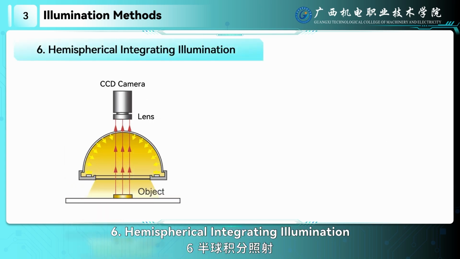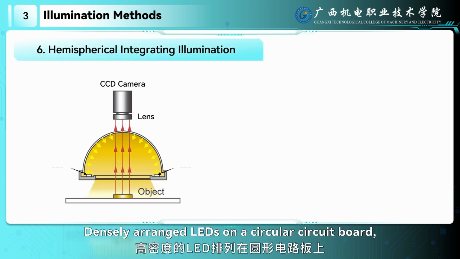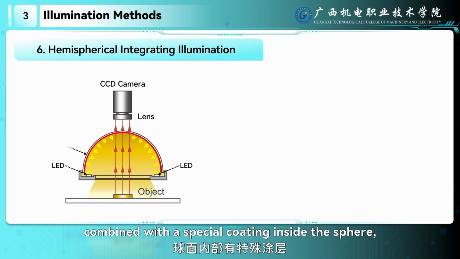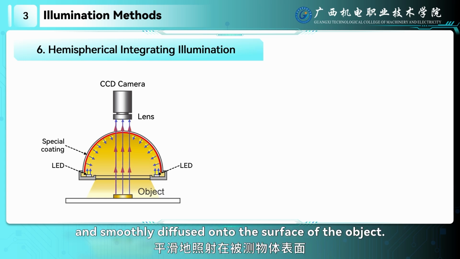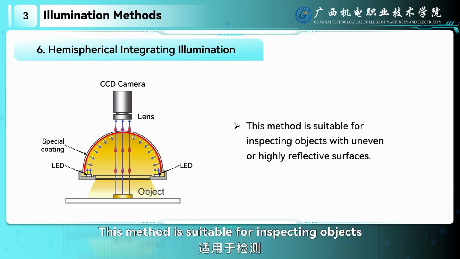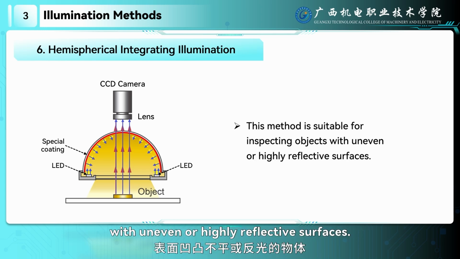6. Hemispherical integrating illumination. Densely arranged LEDs on a circular circuit board, combined with a special coating inside the sphere, cause the LED light to be uniformly and smoothly diffused onto the surface of the object. This method is suitable for inspecting objects with uneven or highly reflective surfaces.